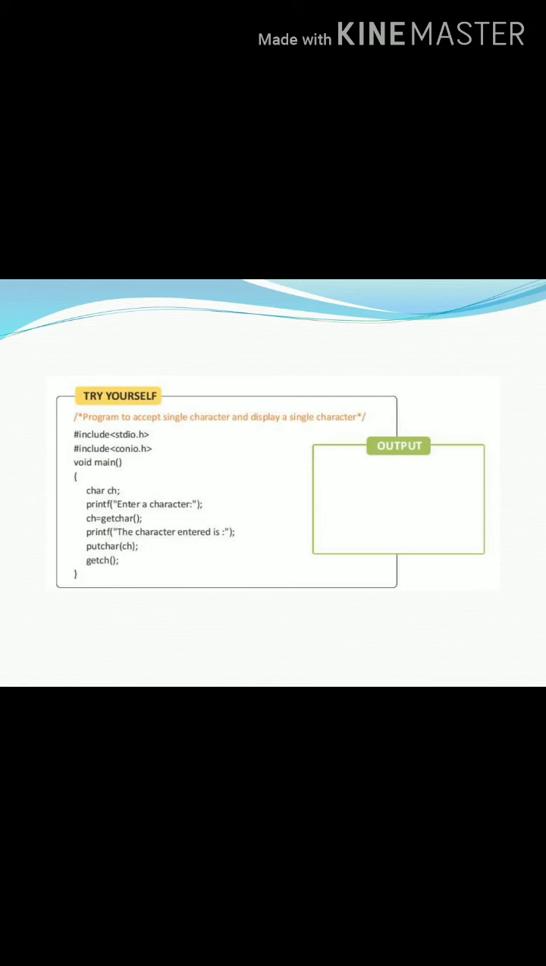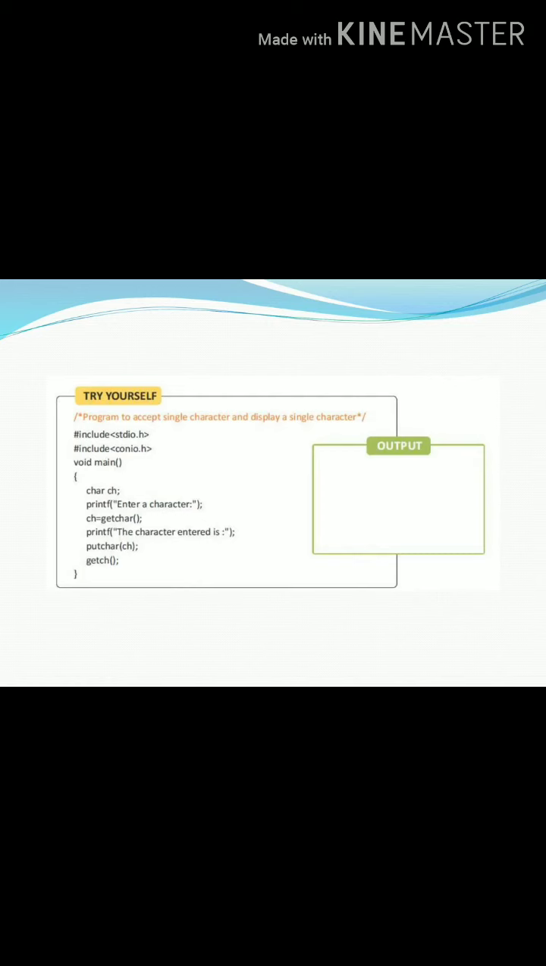So what is char here? This is the data type. ch is a variable. Then printf, the print function, with "Enter a character" within inverted commas, so this sentence is printed on the screen when you take the output. Then ch is equal to getchar, that is a function. ch is a variable, and whichever data you read will be stored in that variable. Then printf, what are we going to print? The single character you enter with the help of the keyboard: "The character entered is:". Below that we have putchar, to display a single character.